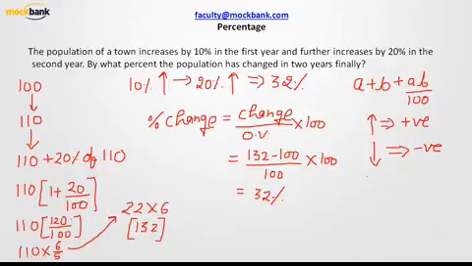So A will be written as 10% positive in the first year, B will be written as 20% positive in the second year, and A times B is going to be nothing but 10 times 20 over 100%. So this comes out as 30 and this comes out as 2. This total value becomes nothing but how much? 32%. So you understand how to use the AB formula.